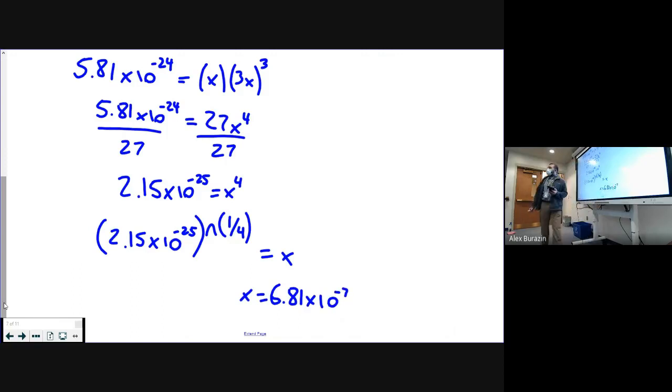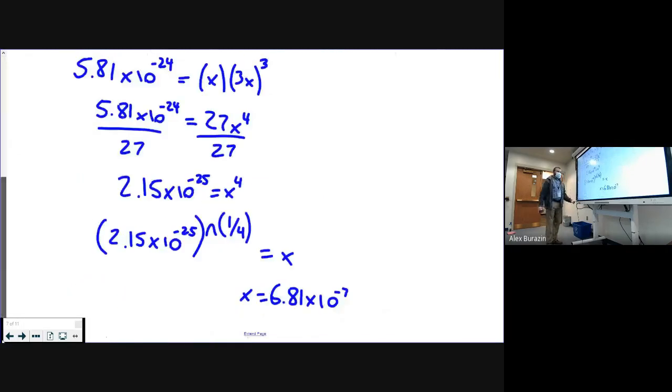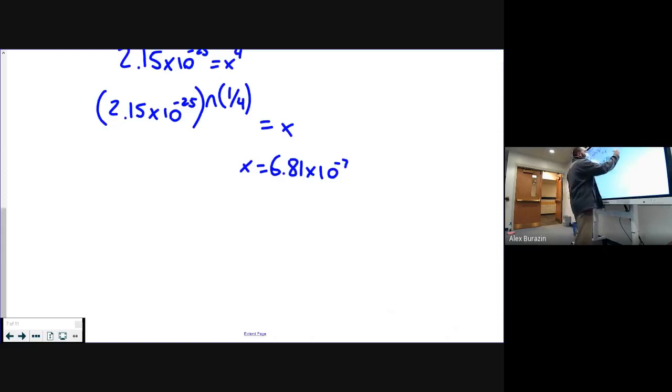Yeah? Cool. What do they want me to solve for again? I guess I was conflicted with what I wanted you to find. I have, determine the concentration of the fluoride ions, and then I say calculate the scandium ions. So we'll just do both, I guess. Scandium is what we got. That's nice. It's that, and that should be molar.